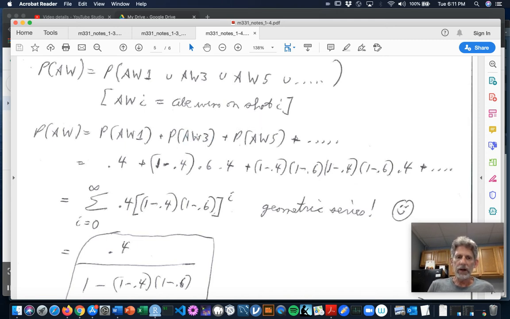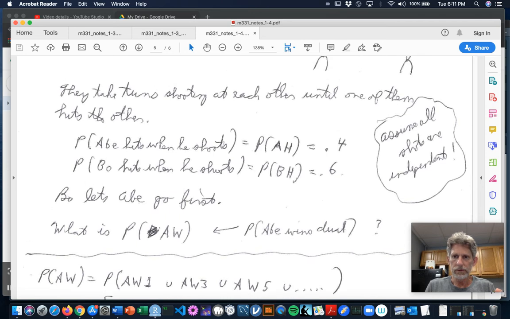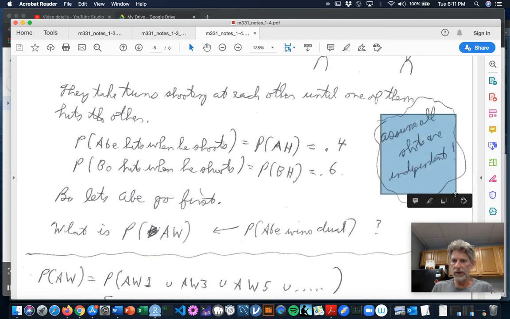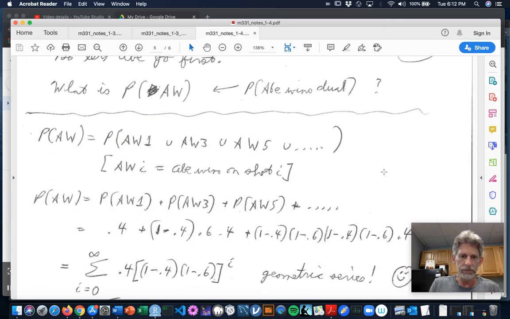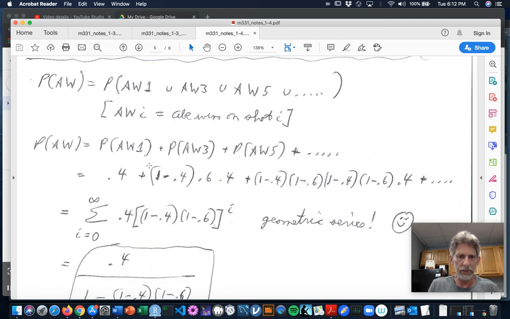It's the and of Abe misses on his first shot, and Bo misses on his first shot, and Abe hits on his next shot. And because all the shots are independent of each other, I'm going to assume that all the shots are independent. So how you do on your previous shots has nothing to do with how you're going to do on this shot. Because of that, you get to multiply the probabilities.